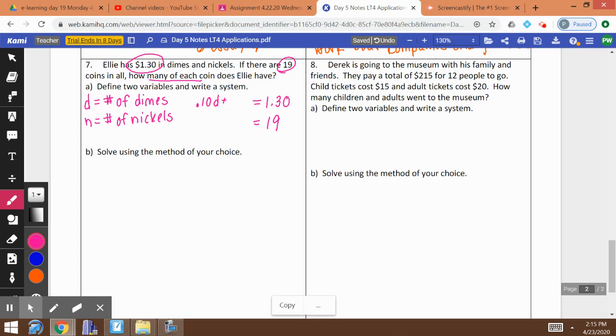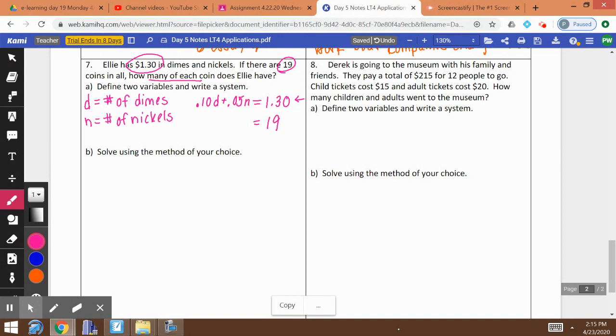We should know that a nickel is 5 cents. Now, be careful when you're doing 5 cents. That's 0.05 times the number of nickels. Notice I put that in the equation with the money. All the money matches together in one equation.